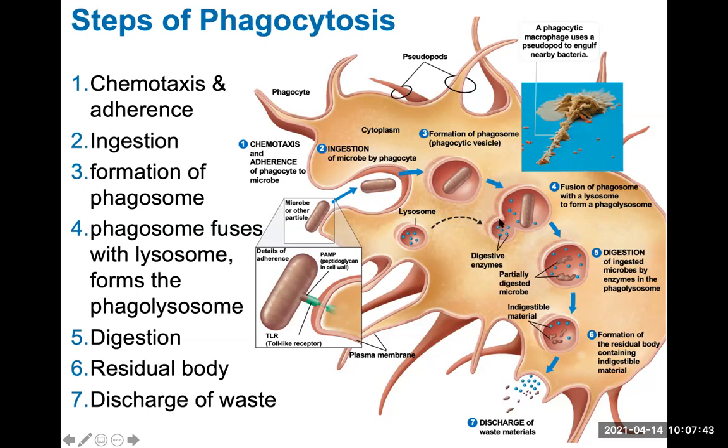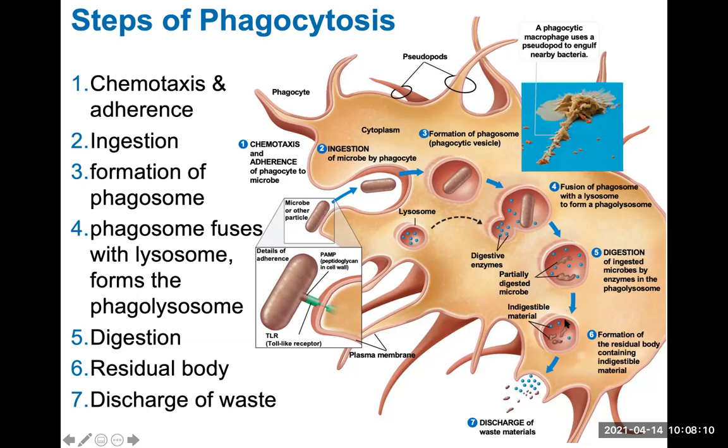And so you see it here, the plasma membrane of the lysosome fuses with the plasma membrane of the phagosome. And then that creates what we call a phagolysosome. The lysosome contains lots of digestive enzymes and toxic oxygen that will kill and break down the microbe. And so that's what we refer to as digestion.